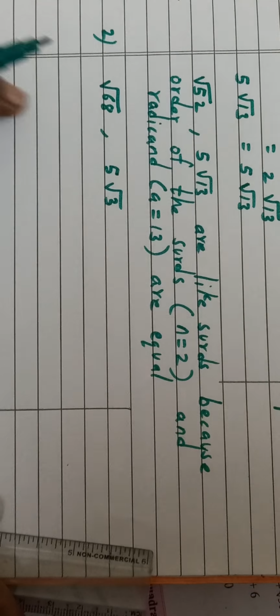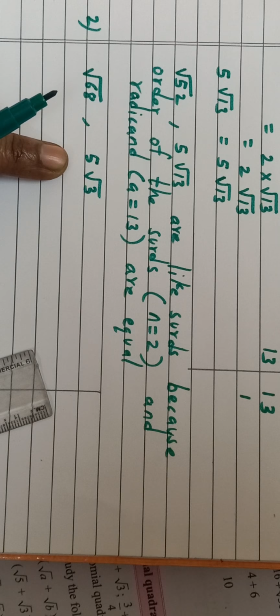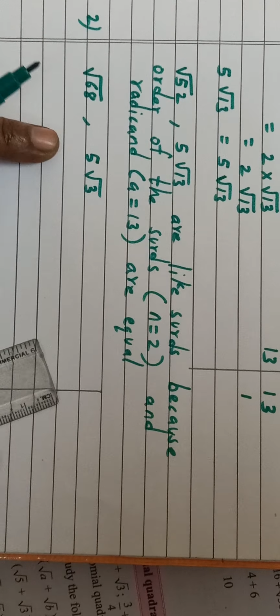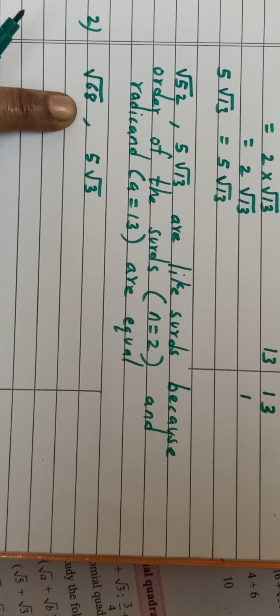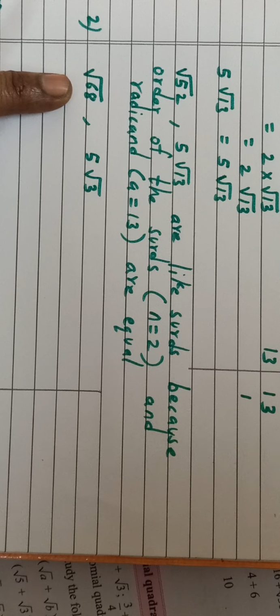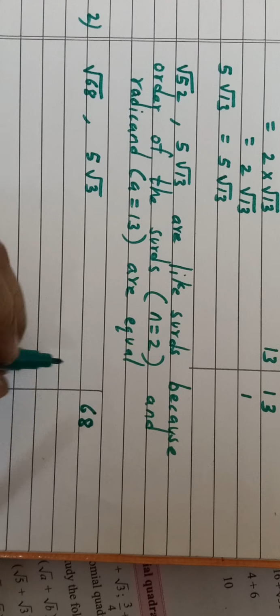First sum we have completed, and I will start with the second one. Now under root of 68 and 5 root 3, we have to decide whether they are like surds or not. So the first thing is we need to simplify this. In simplest form we should be able to write the given surd. Now 68 is given, so how are we going to write it? By finding the prime factors.